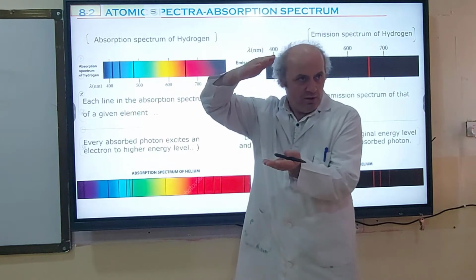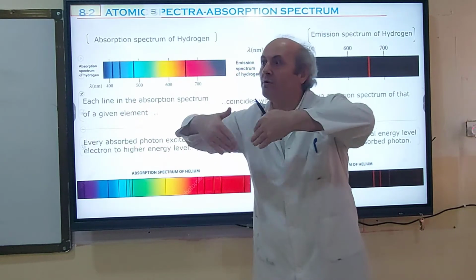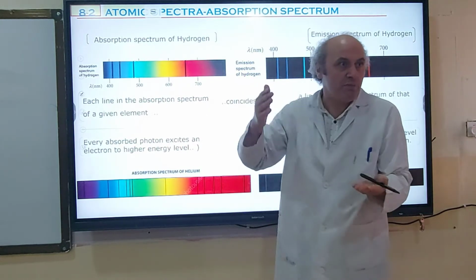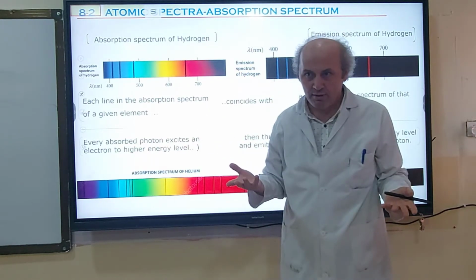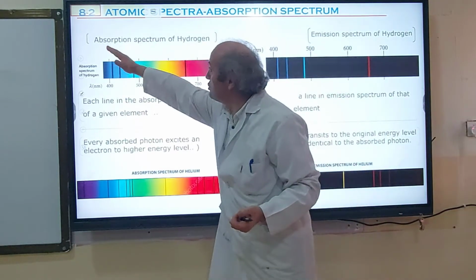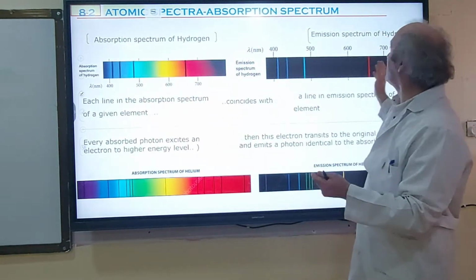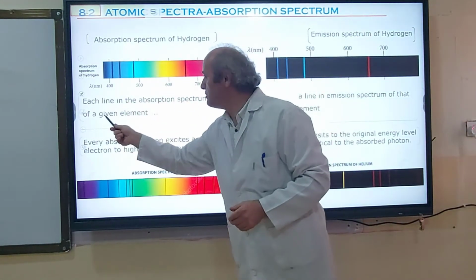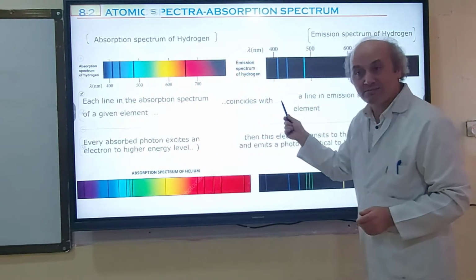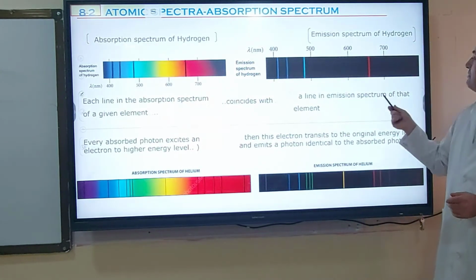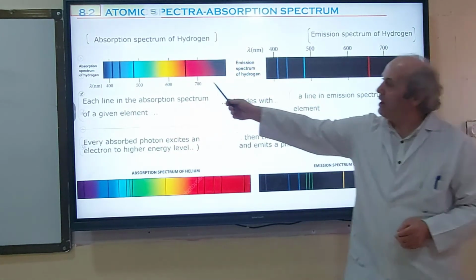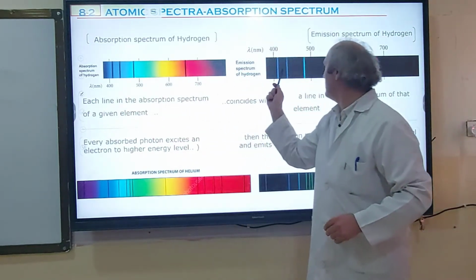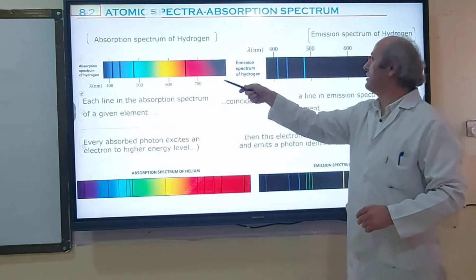The separation between energy levels determines the energy of the emitted photon, and at the same time determines which photon can be absorbed. That's why the absorption spectrum of a gas and the emission spectrum of the gas coincide. Each line in the absorption spectrum of a given element coincides with a line in the emission spectrum of the element.